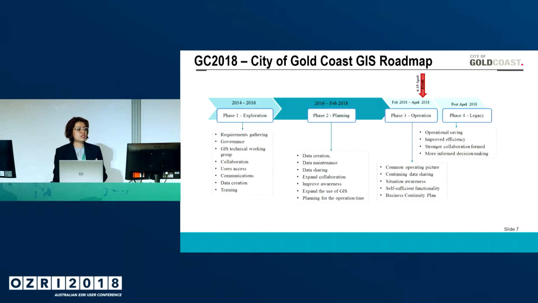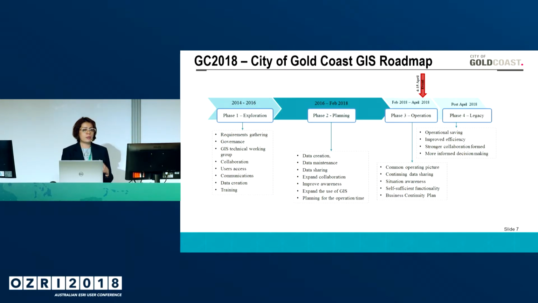So as I mentioned, we had the exploration and pre-planning phase. During this phase, we had a lot of business engagement. So we basically met with lots of different functional areas within the city to make sure that we have a good understanding of what they're trying to achieve and see how GIS capability can actually improve the way they're operating. And as I mentioned, we had the GIS technical working group established at this stage.